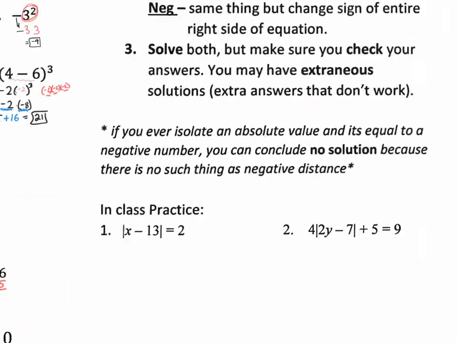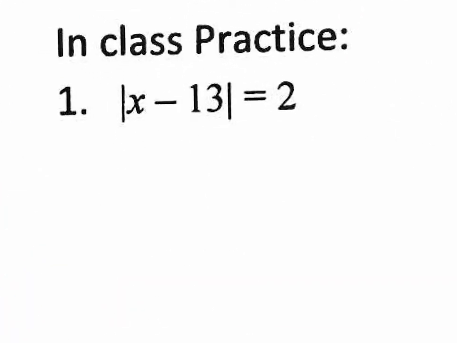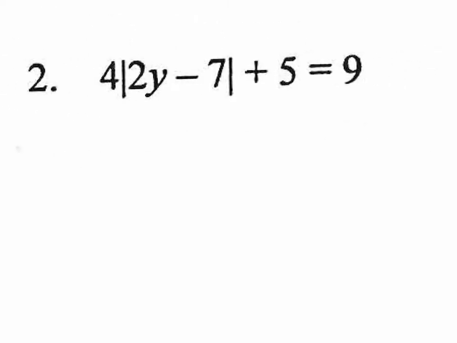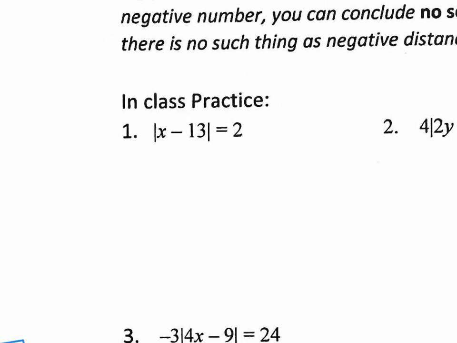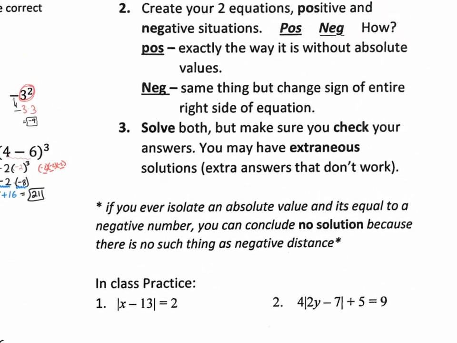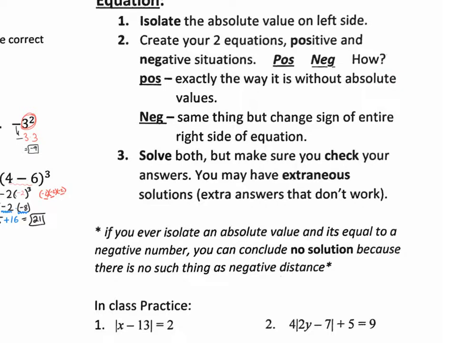So let me ask you this. Is number 1 with an isolated absolute value? Yes. There is no times 5. There is no plus 7, right? How about over here? Is this absolute value isolated on the left side? No. There's definitely a 4 right here and a plus 5 right there. So on the first one, we don't have to do step 1 because it's already done for us. It's already isolated. But let's go through and read the rest of the steps.